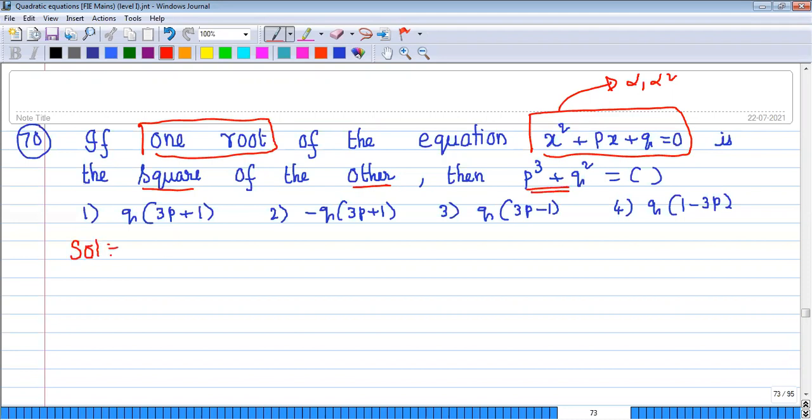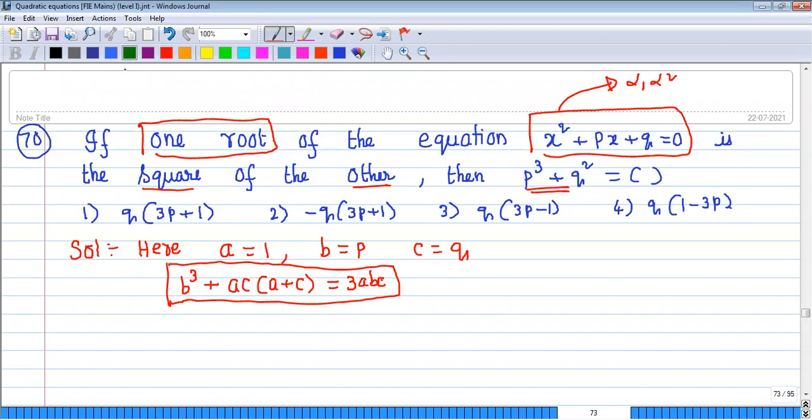See here, solution. First of all, if you compare x square plus px plus q is equal to 0 with ax square plus bx plus c is equal to 0, here a is equal to the coefficient of x square, 1, b equals p, that is nothing but the coefficient of x, whereas c is equal to the constant term, q. So we have the condition b cube plus ac times a plus c equals 3abc. This is the condition for one root to be the square of the other.